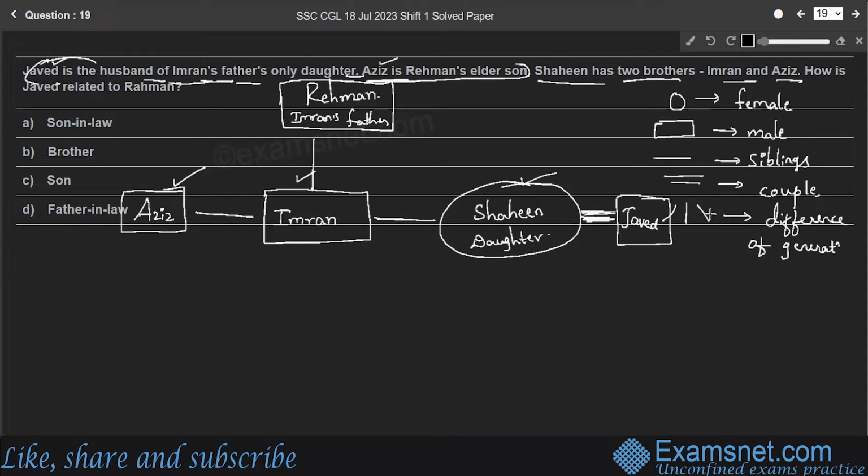Now the question is, how is Javed related to Rahman? Javed becomes son-in-law of Rahman. A daughter's husband becomes son-in-law. Therefore, Javed is son-in-law of Rahman. Option A is the right answer.